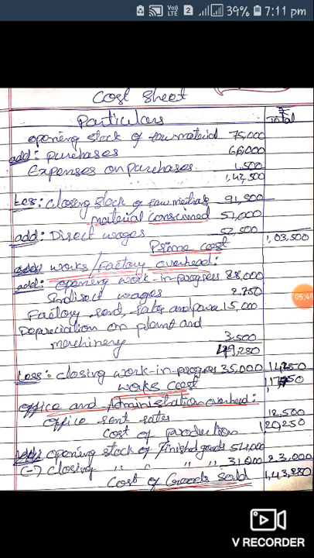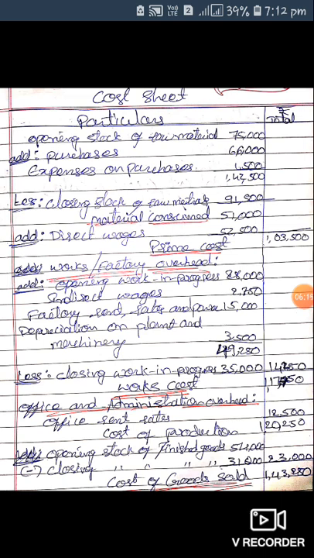And they are also calculating depreciation on plant and machinery, that is 3,500. The total becomes 49,250, including all factory rents and depreciation. Now here we have to deduct the closing work in progress to get the works cost, the actual works cost.